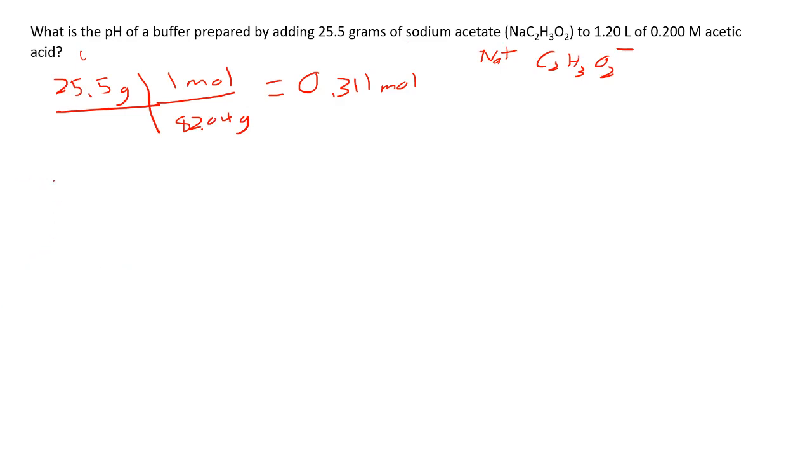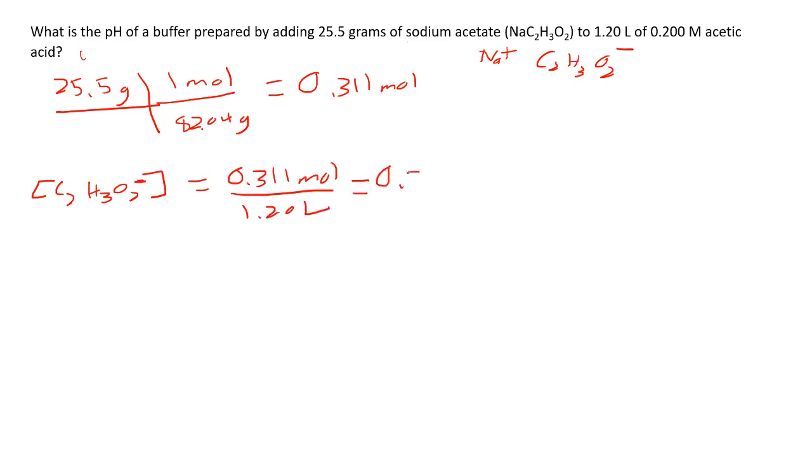So now we can figure out the concentration for our acetate ion, C2H3O2 negative, don't forget the sign, is equal to our 0.311 moles. And we've got it in a solution that is 1.20 liters. So if we divide that up, we're going to get that this has a concentration of 0.259 molar.